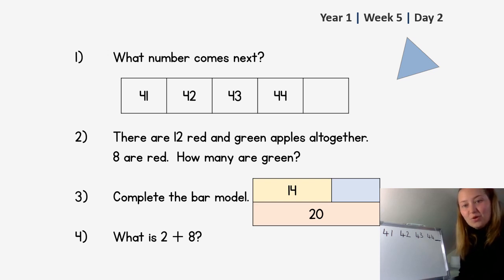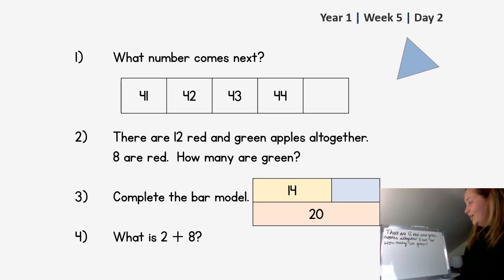Okay, so number 1 on this page, it is asking you to fill in the missing number. So what number comes next? This is super easy, year 1, and I hope you got it right. 41, 42, 43, 44, 45. Okay, so your answer should have been 45. Okay, the next question.